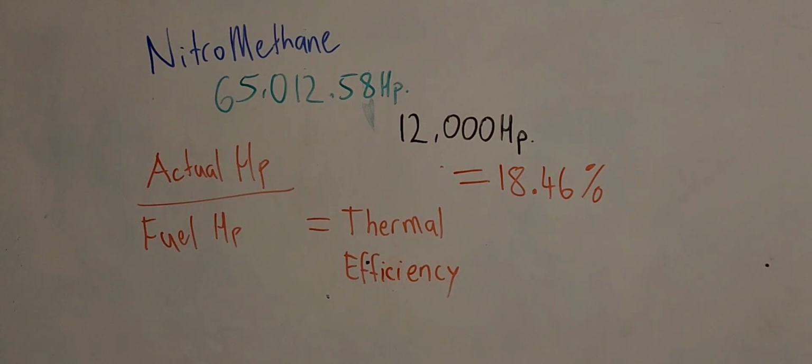When we take 12,000 horsepower and divide it by the potential horsepower in the fuel being converted, we wind up with 18.46% thermal efficiency. So, in other words, nitromethane top fuel dragsters are able to convert 18.46% of the chemical energy in the fuel to mechanical energy that is able to drive the car.